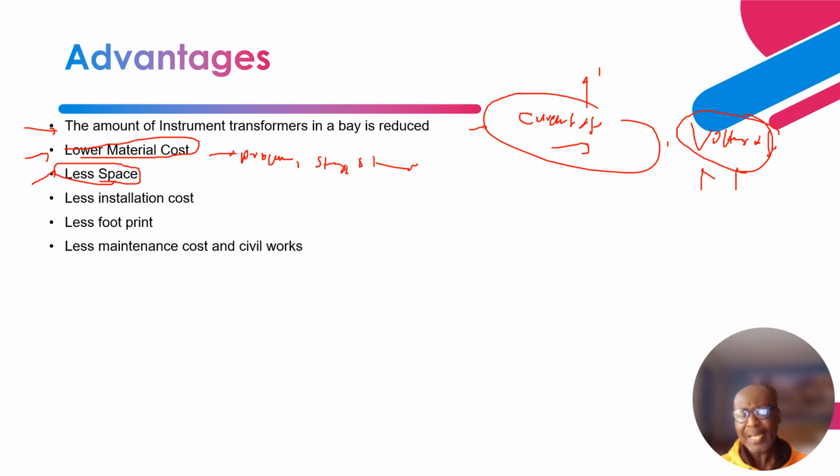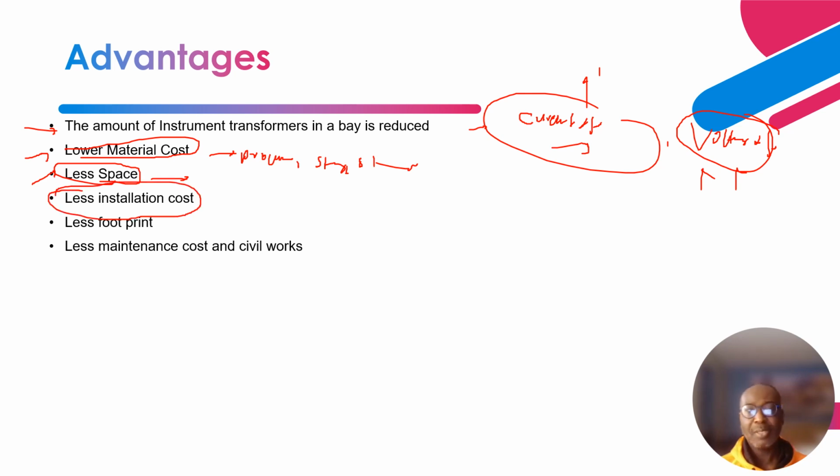And think about it, like I told you, there can be big substations that have 20 to 30 bays, right? So if you have a combo or hybrid instrument transformer that combines the advantages of the current and the voltage transformer in just one enclosure, you end up achieving less space.